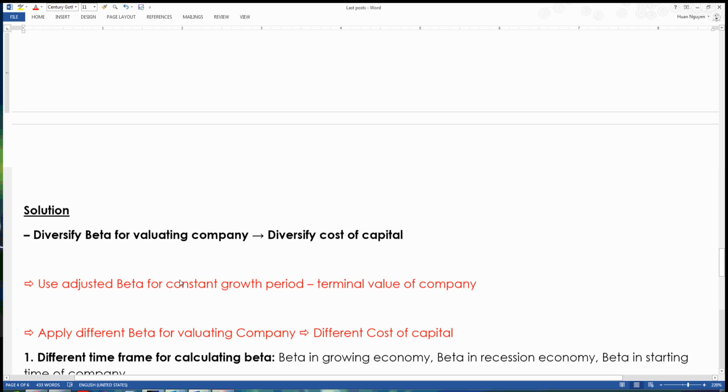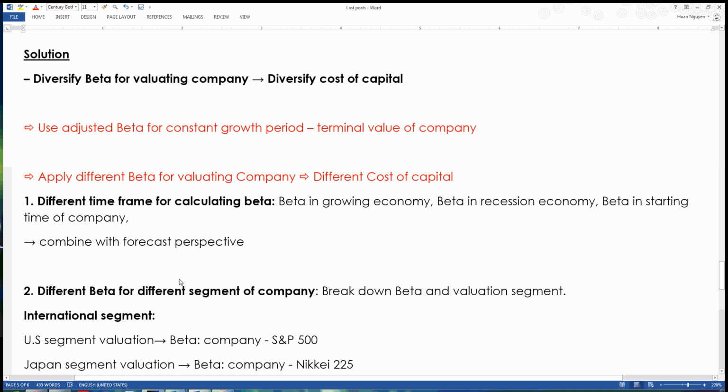So finally, my recommendation for the drawback of beta, in one sentence: we should diversify the beta for calculating the value of a company. From that, we will diversify the cost of capital. So for each segment of the company, for each time of valuation, we will have a different cost of capital. And I believe doing it that way will give us a more accurate result of the value of the company.